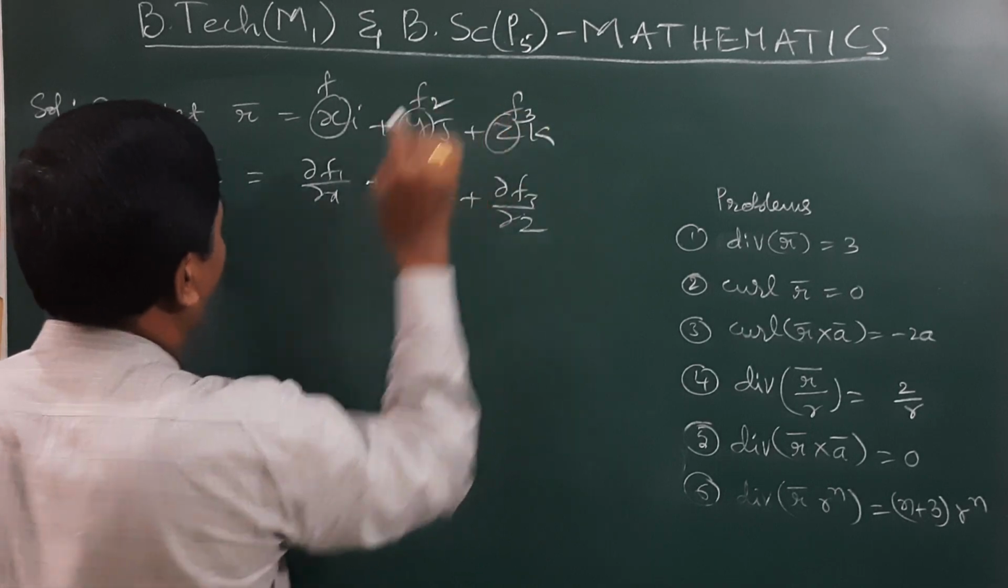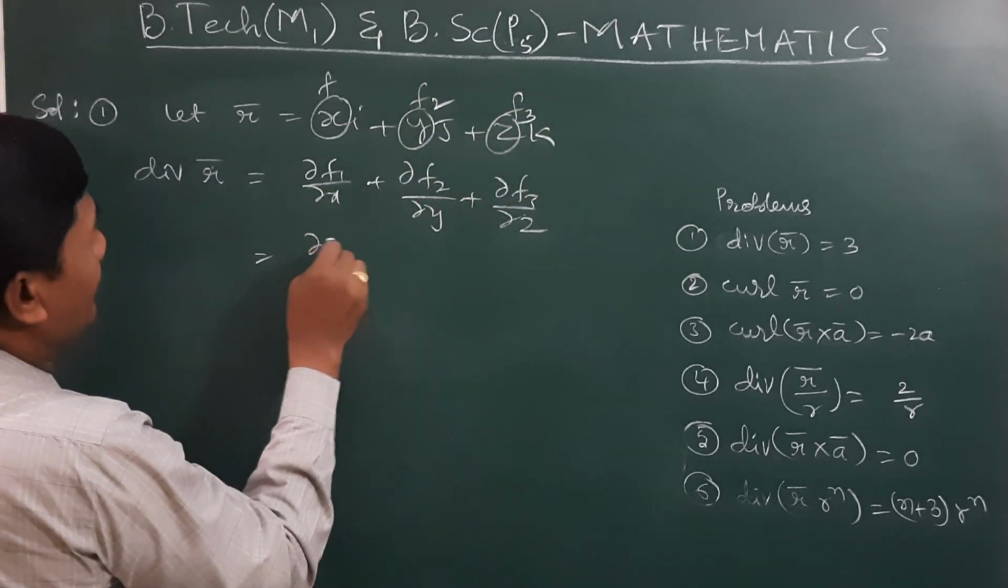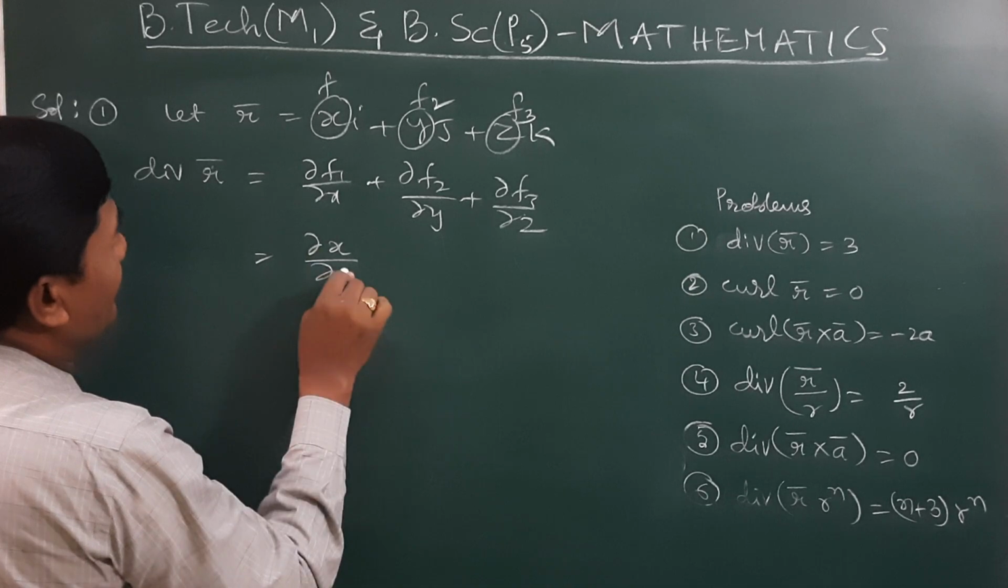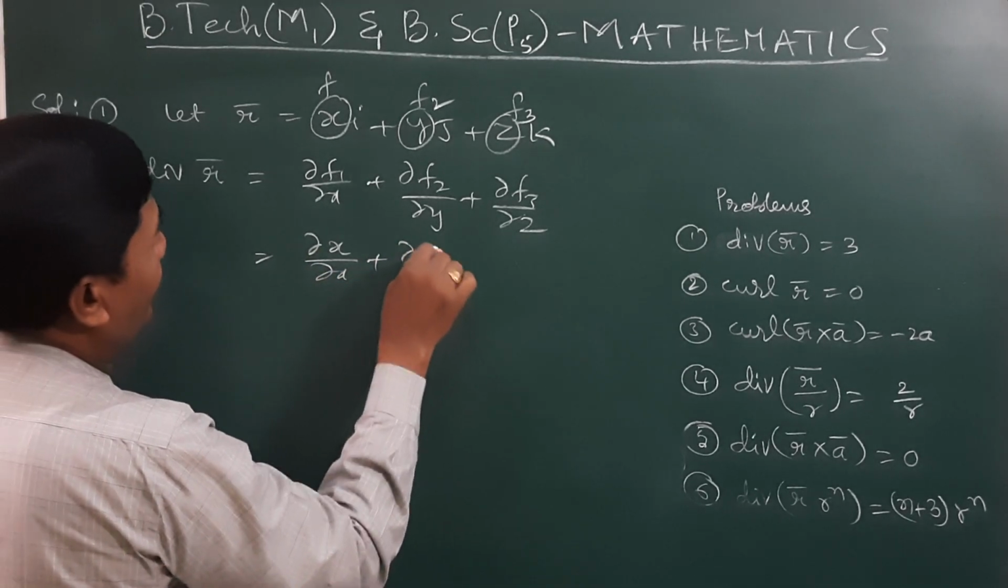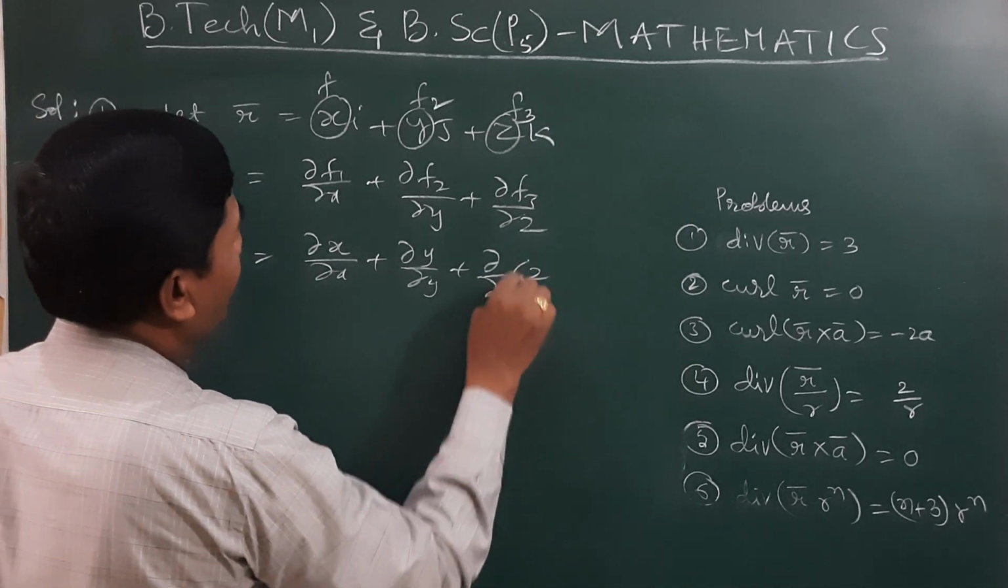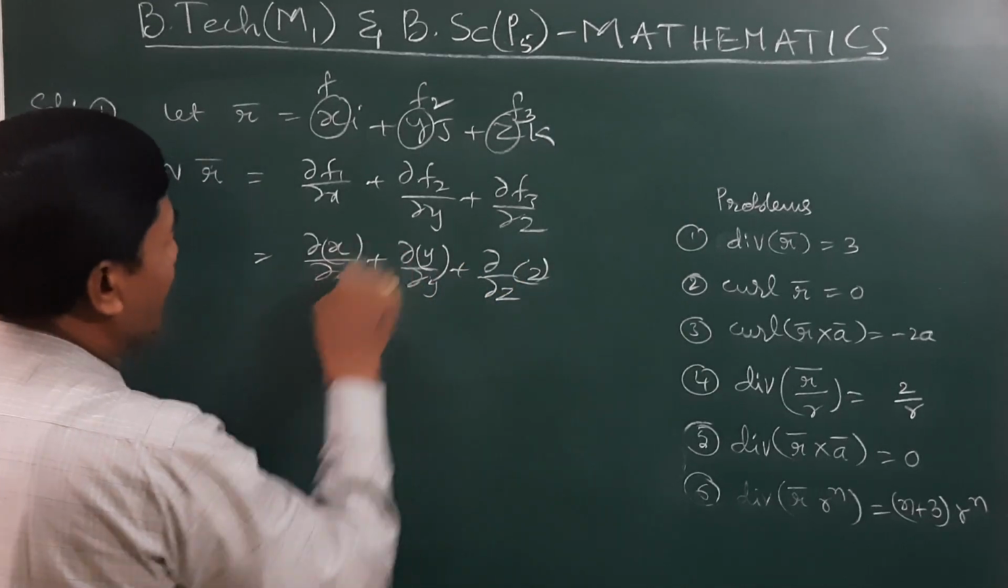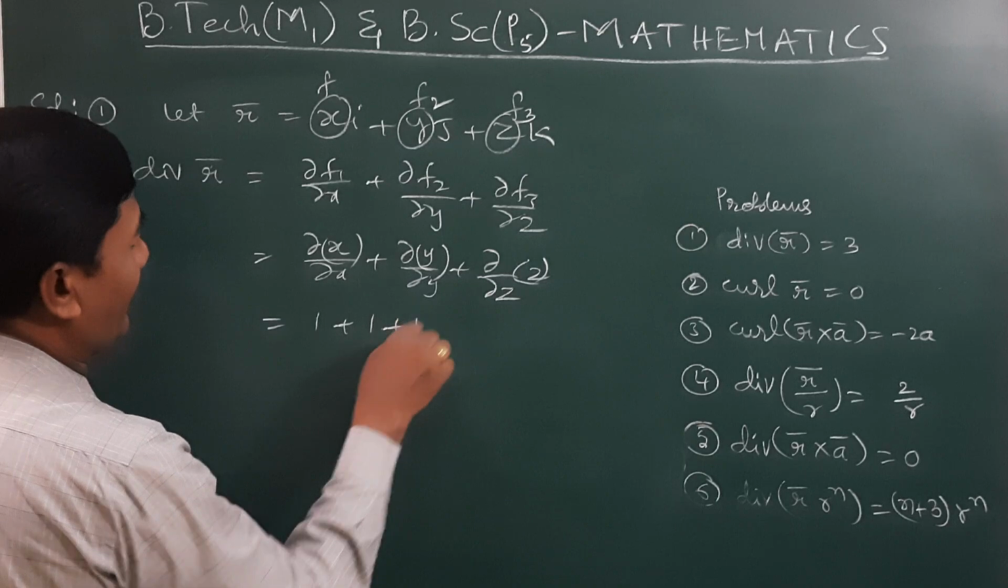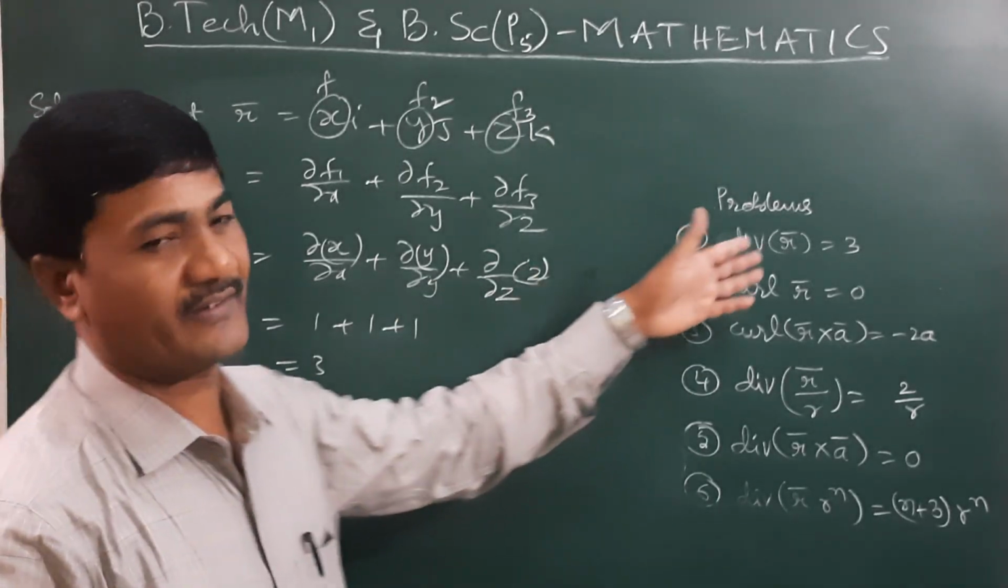F3 is there. This is f2. That means this is ∂x/∂x plus ∂y/∂y plus ∂z/∂z, of z only. So originally we write it like this: 1 plus 1 plus 1, nothing but 3. The answer is 3.